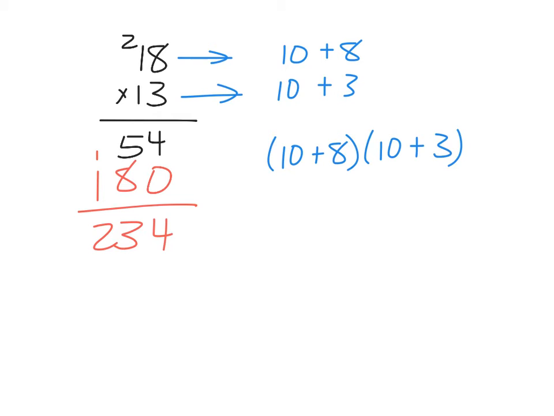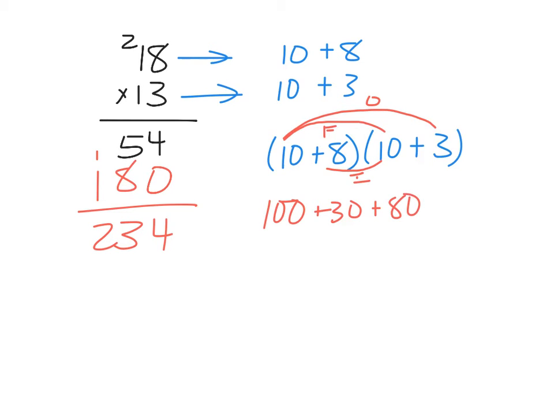The reason it's called FOIL, you do the first terms. That's your F. 10 times 10 is 100. Then you do your outer terms, the two on the outside, that's your O. 10 times 3 is 30. Then you do your inner terms, the ones on the inside. 8 times 10 is 80. And then you do your last terms, and there's the word FOIL, F-O-I-L. 8 times 3 is 24. Then you're adding all those together. Well, that's 110. That's 100, so that's 210. And then 24 would be 234.